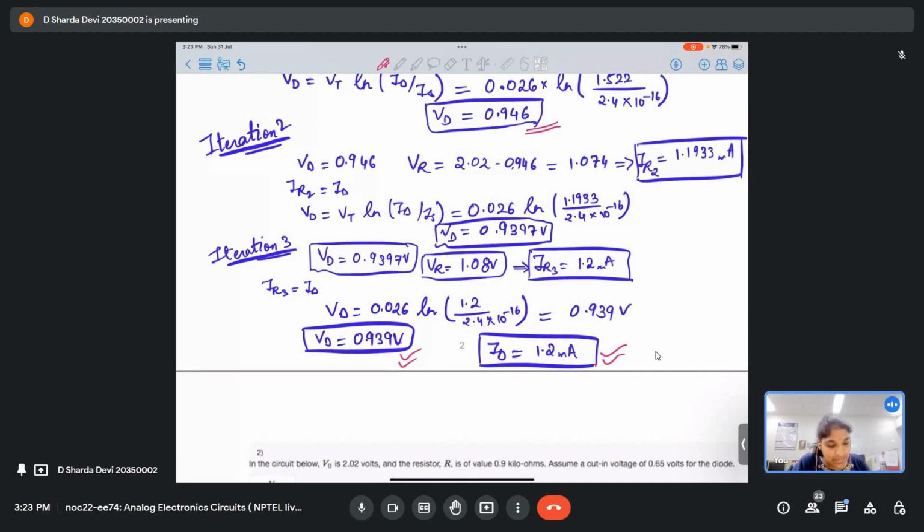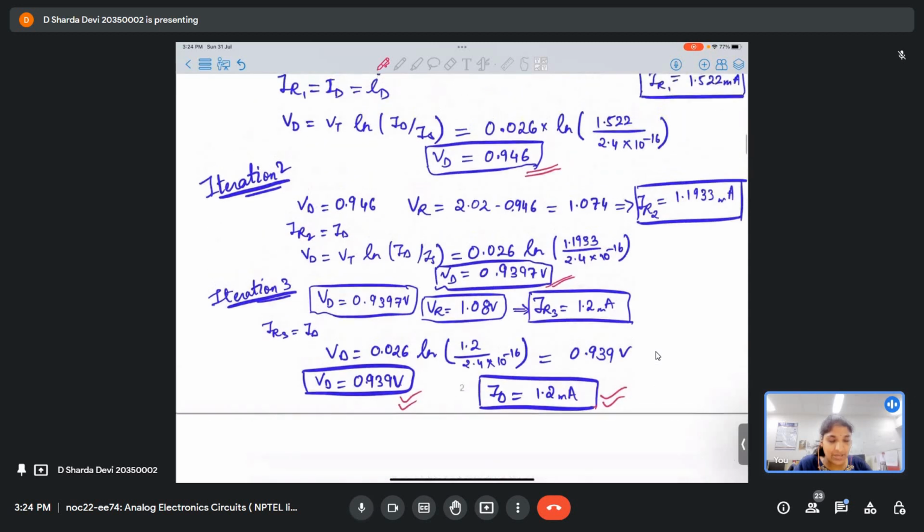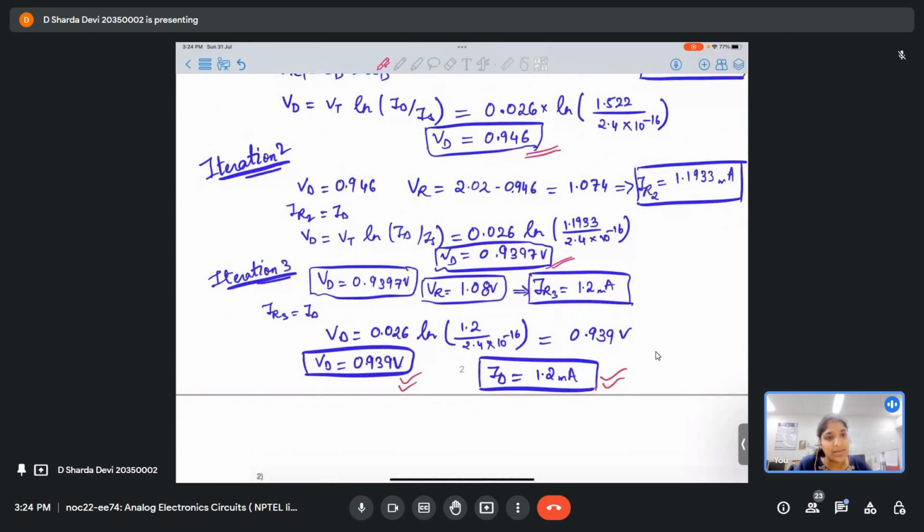So here, if you see, for the third iteration we started with 0.939 and we are finally getting 0.939. And if you go ahead with 0.939 and solve another iteration, let's say iteration 4, you will get VD as 0.939 only. You will not get any other value. That means both the values, the one that you assumed and started the solution with, and the one after solving the universal diode equation, are the same.